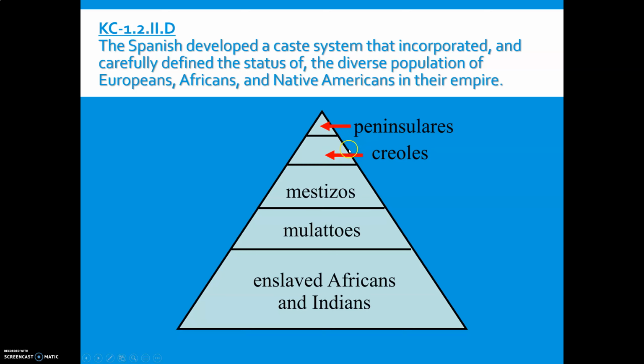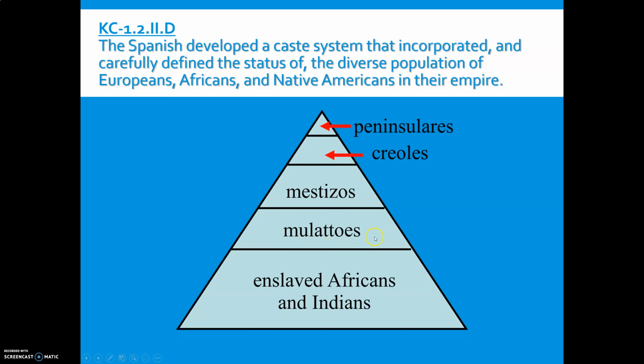Now, beneath the Peninsulares and the Creoles would be your mestizos. And your mestizos, honestly, are a creation of this Columbian Exchange, in the sense that mestizos are people with a blended ancestry. So they are partly Native American, partly European. So a Spanish colonist would come over, he might marry a native woman, they have a child, that child is mestizo, which, again, is a blended ancestry.